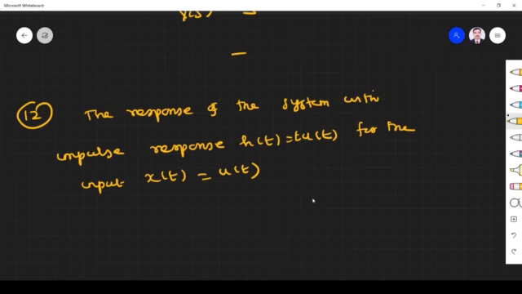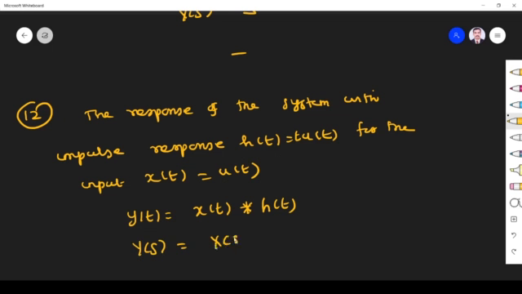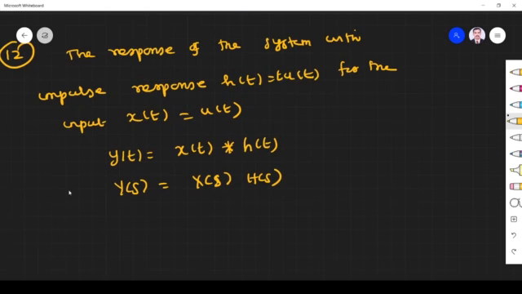Next one. The response of a system with the impulse response h of t equal to t into u of t, for input x of t. This one they have given. What is the response? Output. So output is equal to x of t convolved with h of t. It is very difficult to use convolution, so we take Laplace and then inverse Laplace. So X of s into H of s, then we take the inverse Laplace to get y of t.